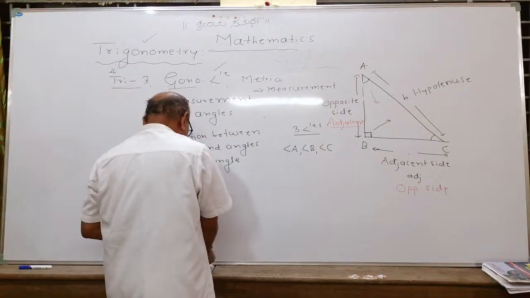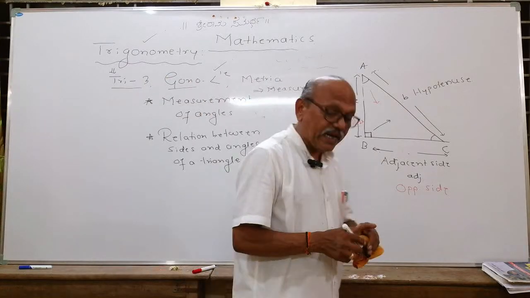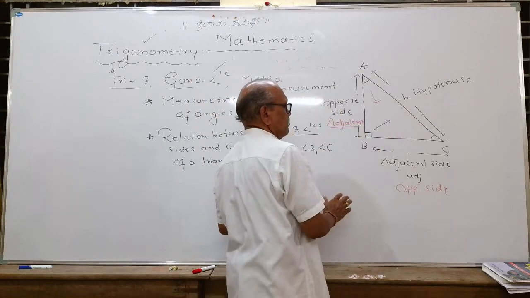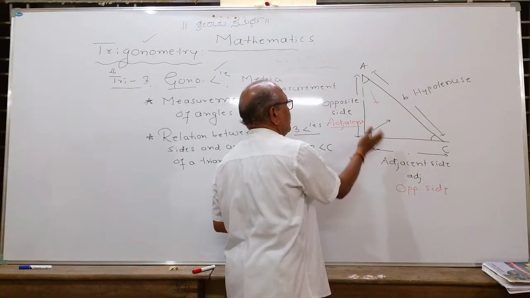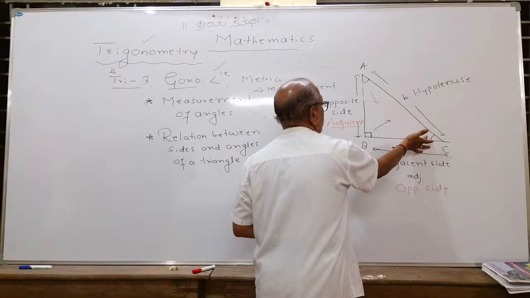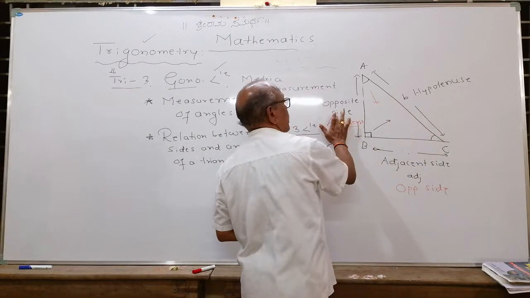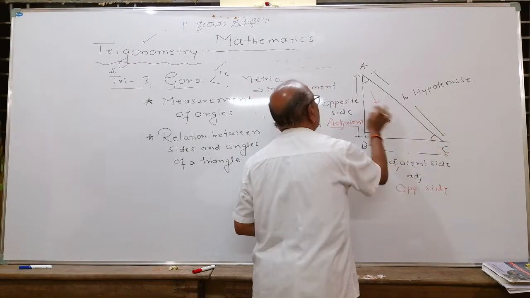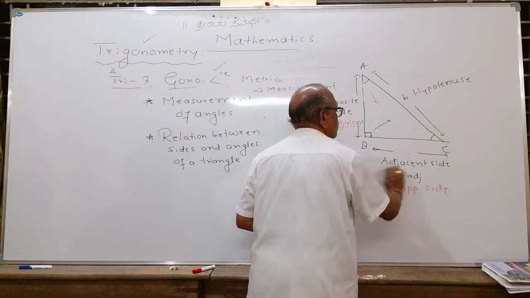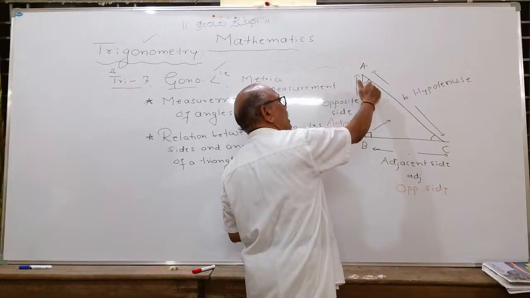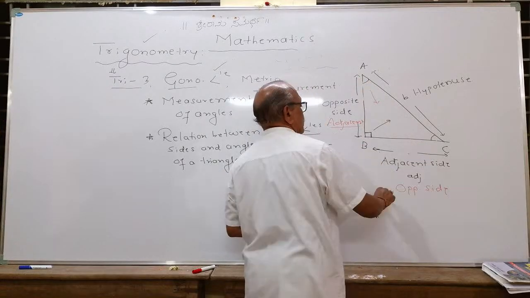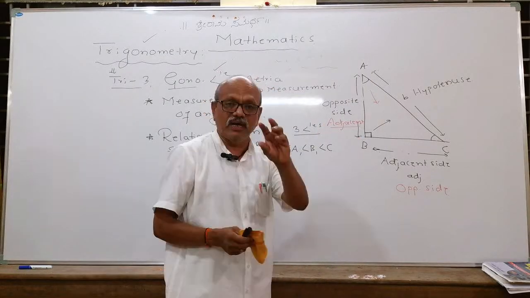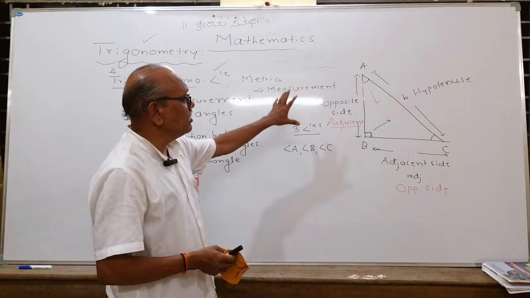In any right angle triangle, in the study of trigonometry, we consider that there are three sides. The base is called the adjacent side, and the side opposite to the angle with respect to which you are studying the trigonometric ratios is called the opposite. Suppose you are studying with respect to angle C, then AB becomes the opposite side, BC becomes the adjacent side. Suppose you are studying with respect to angle A, then BC becomes the opposite side, and AB becomes the adjacent side. Keep this in your mind as the first step. I hope the things are clear to you.